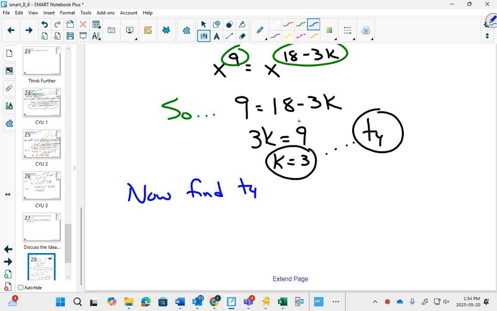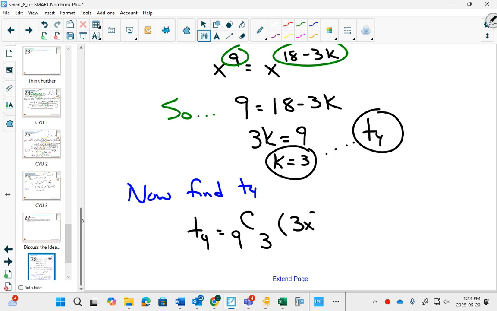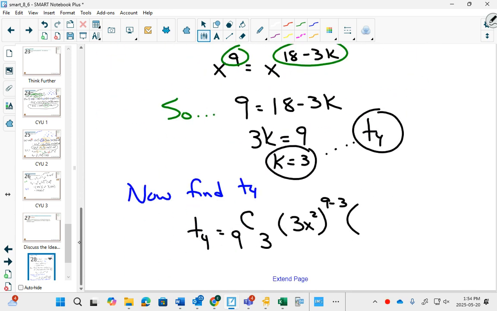Okay? So, how do I find term 4? Well, according to my formula sheet, term 4 will be equal to 9 choose 3, because k would be 3, 1 less. 9 choose 3. Go back to see my question here. What was my a? 3x squared. 3x squared to the 9 minus 3. What was my b value? Negative 2 over x. My k is 3.